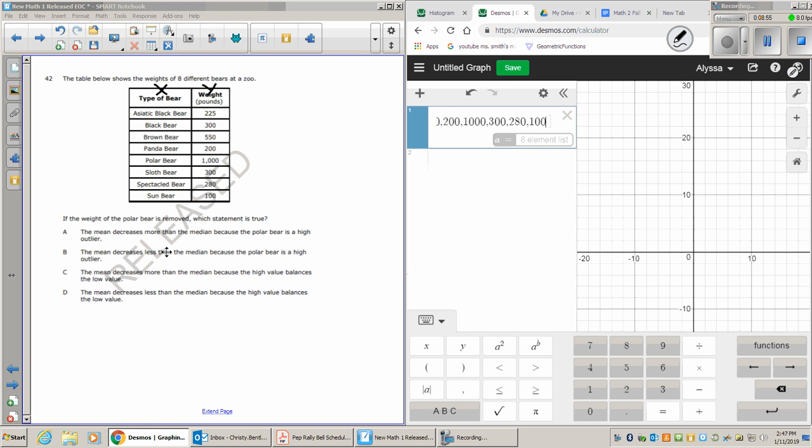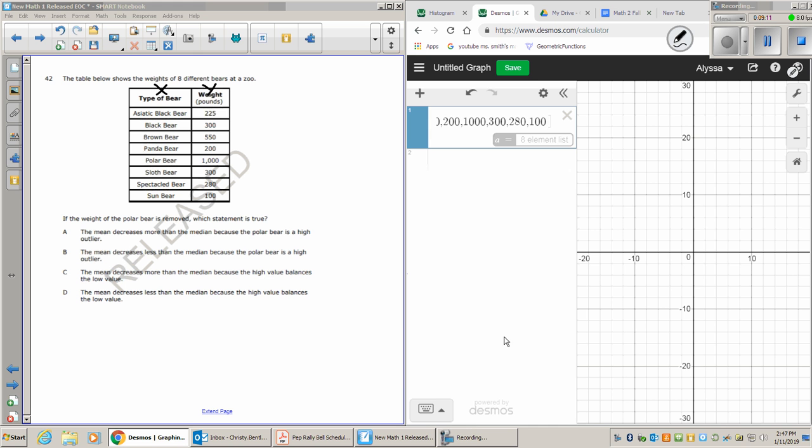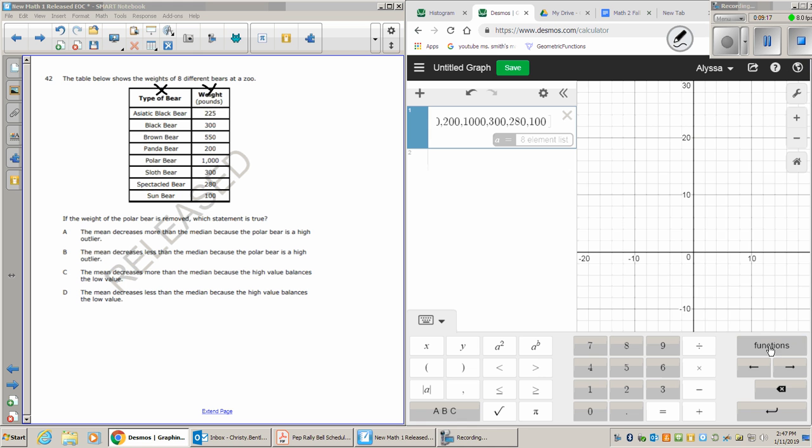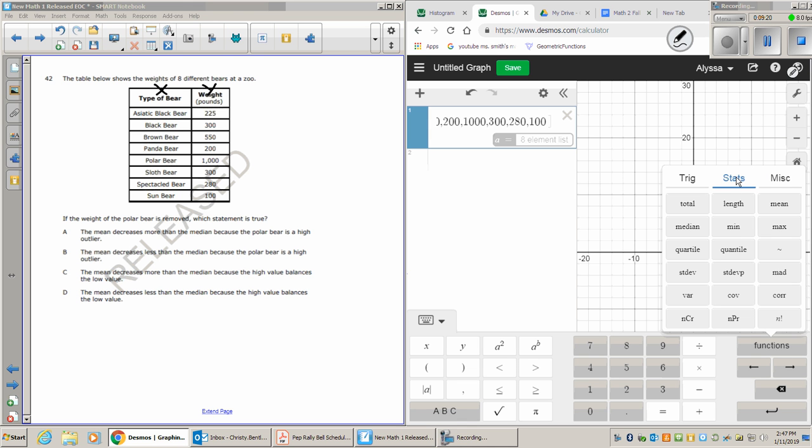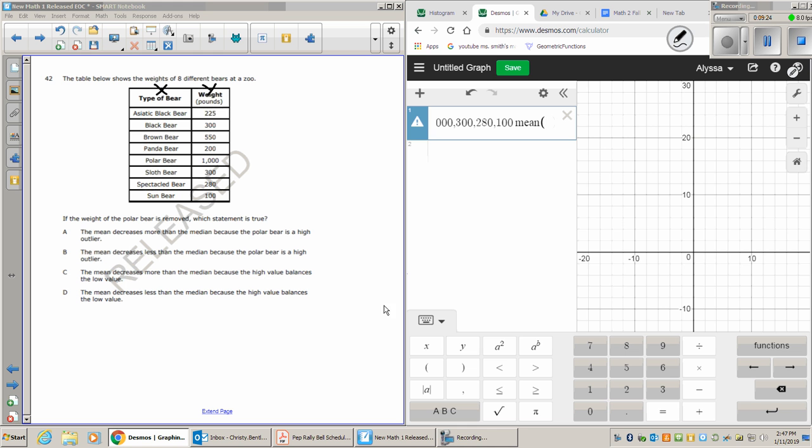So that looks good. Now if you notice, all of the answer choices are comparing the mean and the median. So we need to calculate the mean and the median of the data set. So remember, we're going to go to functions. Make sure the keyboard is open. If your keyboard is not showing on the screen, you can click the bottom left corner button, and that's going to open up. And we're going to select functions. We're going to select stats. And let's do our mean first.